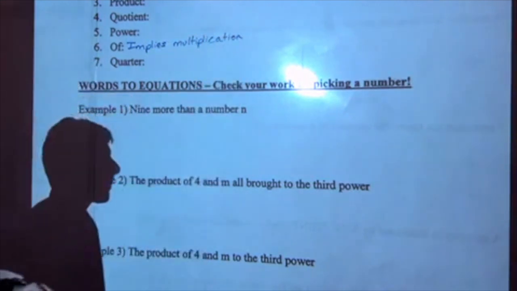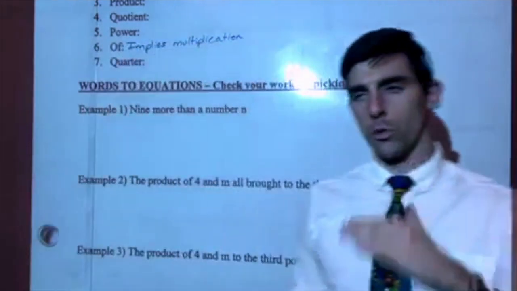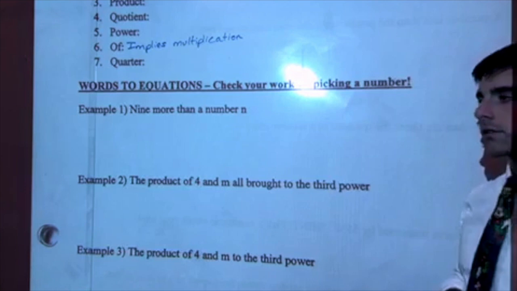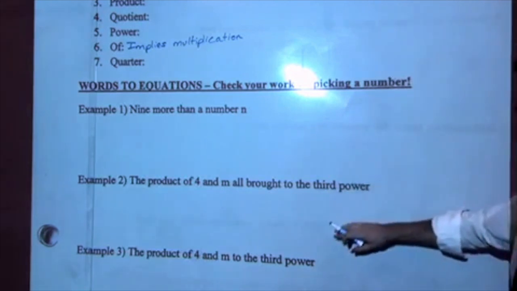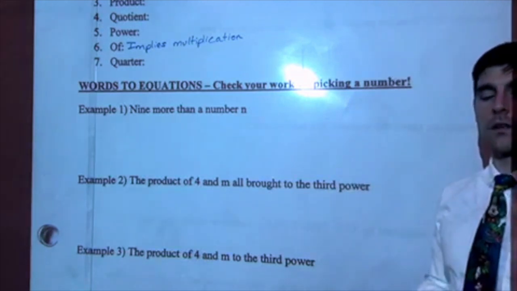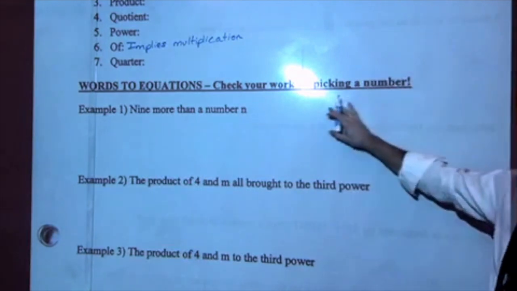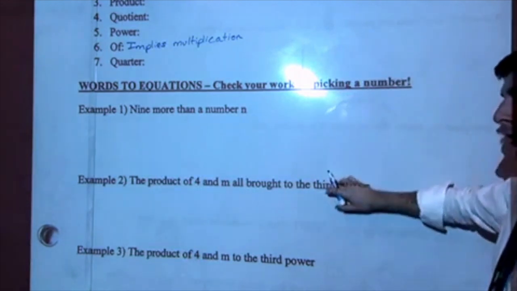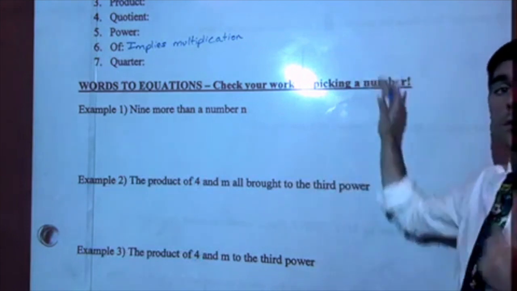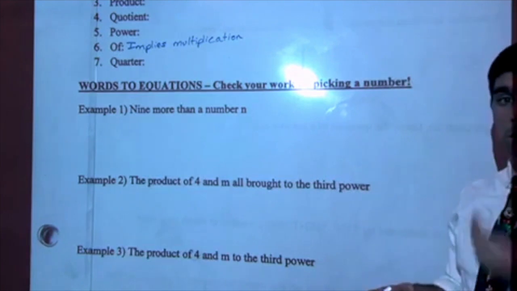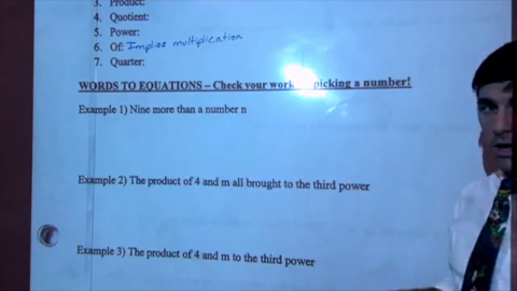Now, please don't think that forever and always when you read the word of, you're always going to multiply. It's not always the case, but you'll see in a lot of these examples that when you read the word of, it oftentimes means you're going to multiply what comes next. And we'll show that through some annotations and examples 1, 2, and 3. The rest of the vocab, you are responsible for having not just some definition, but the exact definition. So if you don't know it, look it up.